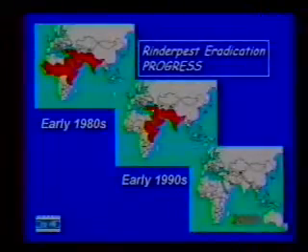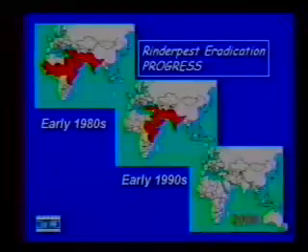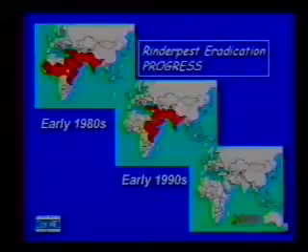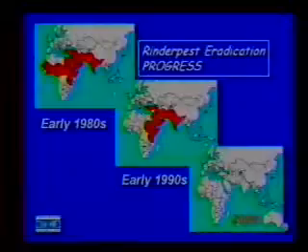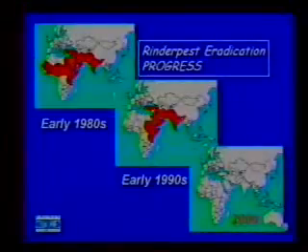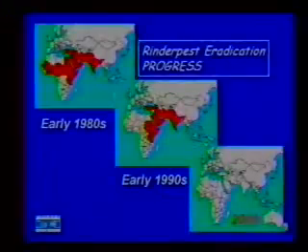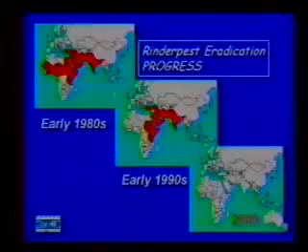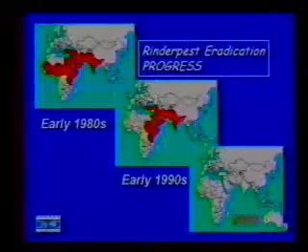You can see here that in the early 1980s, the disease was present throughout sub-Saharan West Africa, extending through to Egypt, Sudan, and the countries of East Africa, but also was present throughout the Middle East, extending through to India. Then by the early 1990s, vaccination programs in West Africa and East Africa led to an improved situation, and there were similar programs also going on within Asia at that time, but the disease certainly had not been eradicated.